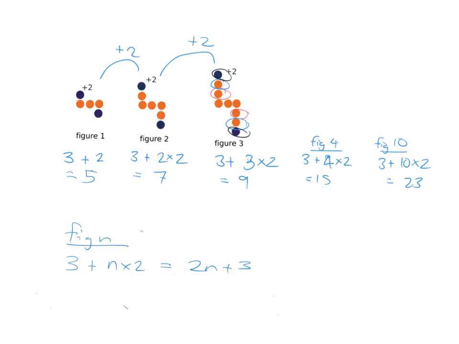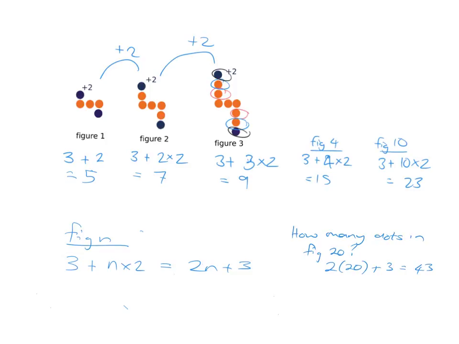And then we can use this formula that in figure n there'll be 2n plus 3 dots to answer questions like how many dots in figure 20, right? And in that case we will just say 2 times 20 plus 3, which is 43.